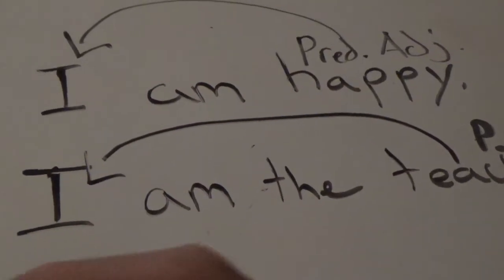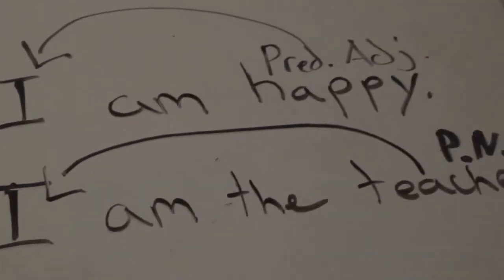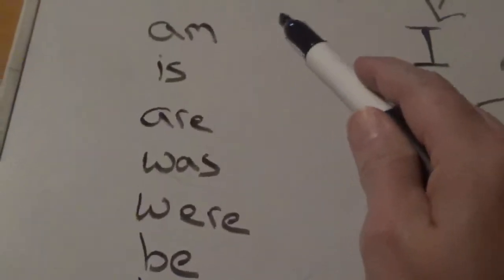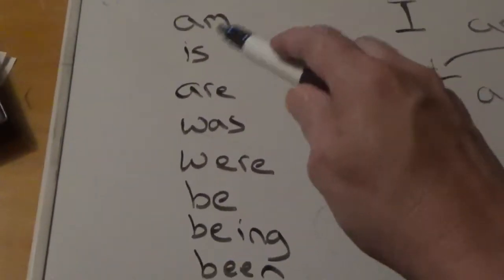So let's talk, before we diagram predicate nominatives and predicate adjectives, just a little bit about other linking verbs besides the forms of be. So am, is, are, was, were, be, being, been. Those are always, when they're the main verb, linking verbs. There are a few other words that can be linking verbs too, like seem.